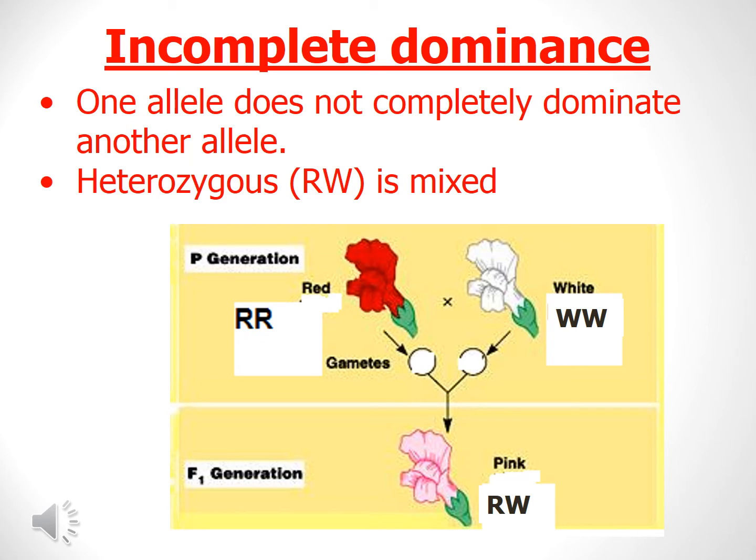Incomplete dominance is when one allele does not completely dominate the other. In other words, the heterozygous genotype, RW, is a mix. You can see here in snapdragon plants, if you get one parent that is homozygous dominant, big R, a red flower, and you breed it with a white flower, in this case WW, notice we use all capital letters here, we wind up with the offspring all being pink. And so this is a mix.